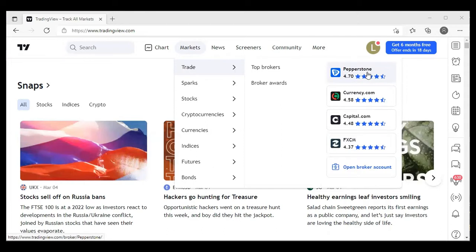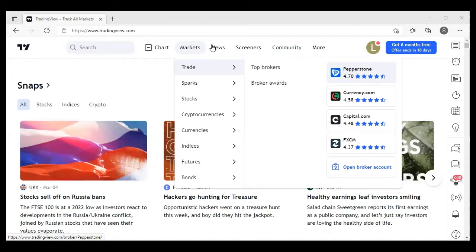Now I've done a video on this already, so I'm not going to focus on this in this module, and I'll just put a link to that video so that you can find out how to open a Pepperstone account, for example, and then link it up to your TradingView so that you can trade directly from TradingView.